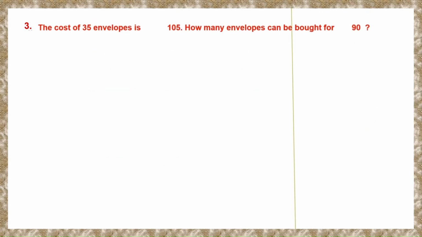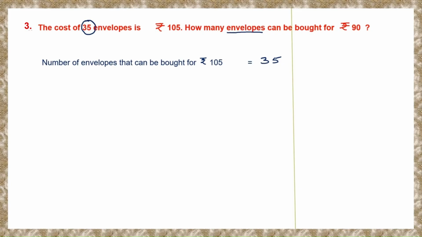The cost of 35 envelopes is given as rupees 105. How many envelopes can be bought for 90 rupees? So this is a different kind of question, isn't it? The cost of 35 envelopes is given and they're not asking us to find the cost this time. Instead, they're asking us to find how many envelopes can be bought for this amount. So let's start with this word itself. It says the number of envelopes that can be bought for 105 rupees first. And we know that is 35 envelopes. So let's write 35. Because it's the unitary method, we should always find the value for 1.